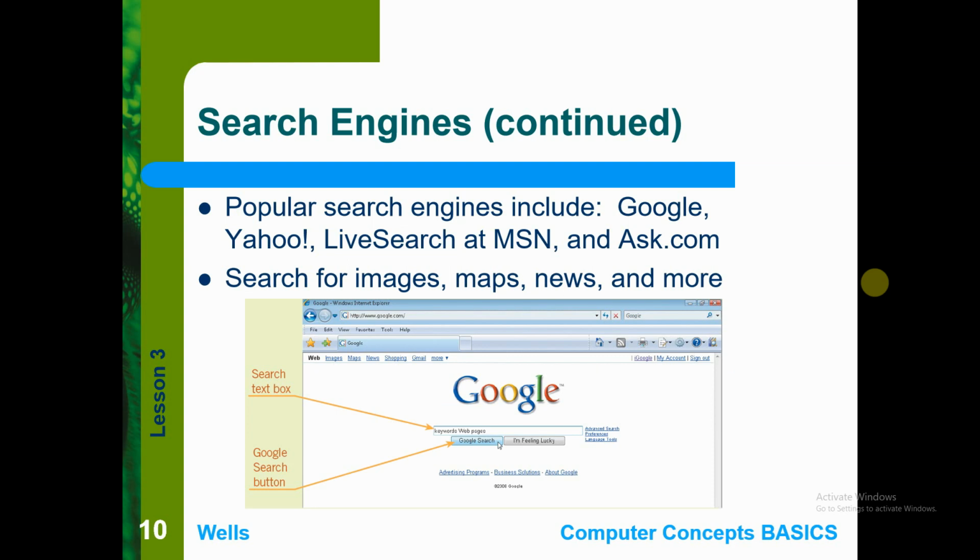So searching for keywords does not only include keywords, as you can see in the text box, and there's a Google search button. There's also a tab where you can search for images, maps, also news, shopping. So for images, if you try it on your end, when you click on images, you can type the keyword of the images or you can upload a specific image.